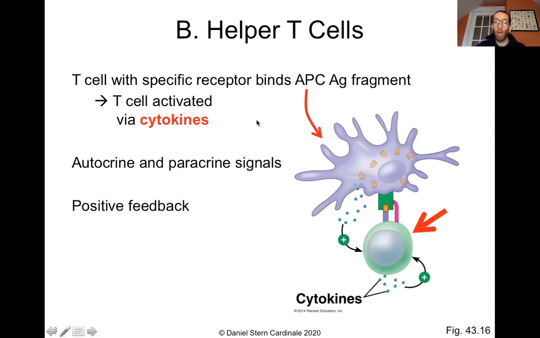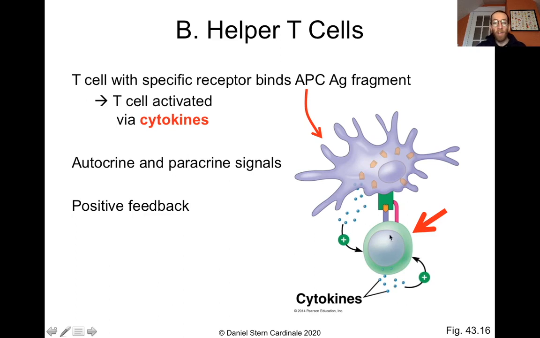And we've talked about cytokines already in the context of an inflammatory response. They are local regulators. It's autocrine and paracrine signaling, so it's local regulators that are being released by, for example, phagocytic cells, other white blood cells, when they detect a pathogen. And the point is to recruit and activate other immune system components. So here we have paracrine signaling between the APC and the helper T cell. So that's cytokines activating the helper T cell.